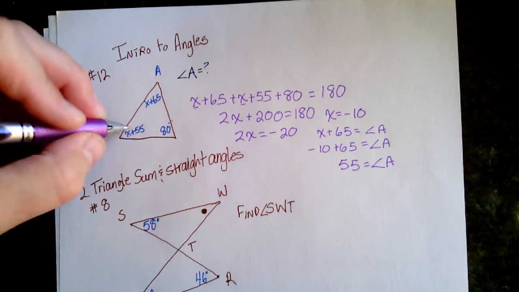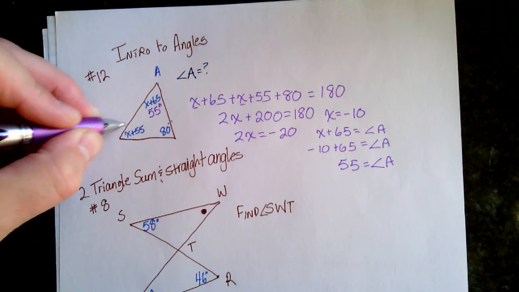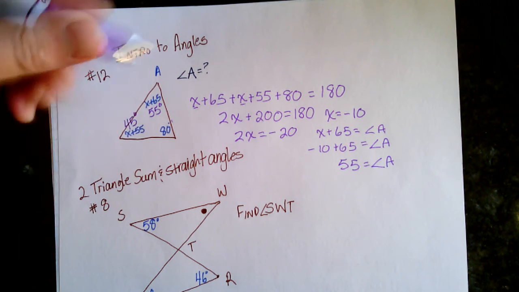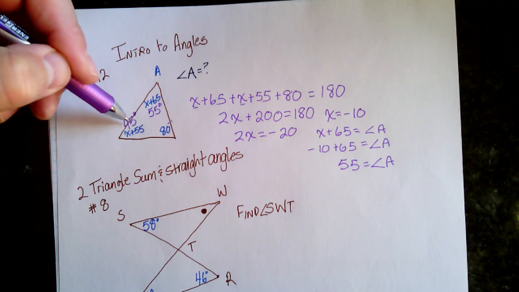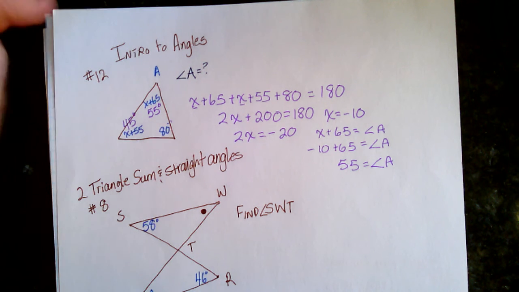You could double check, knowing this is 55, put a negative 10 in there, that would make that 45. 55 plus 45 plus 80 makes 180 degrees.